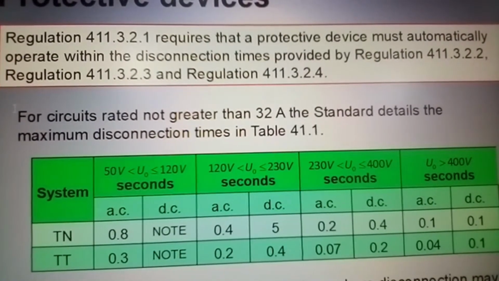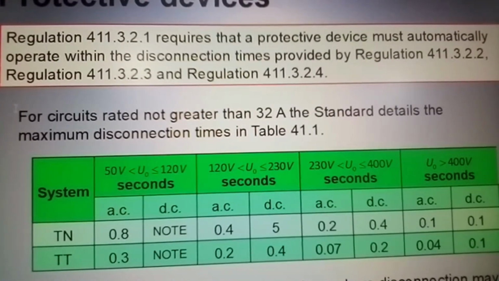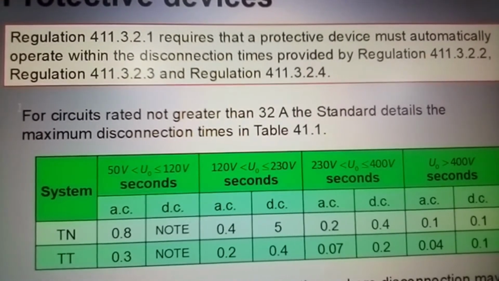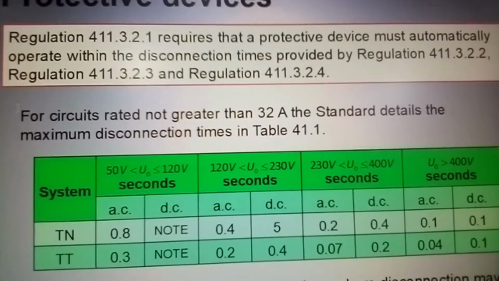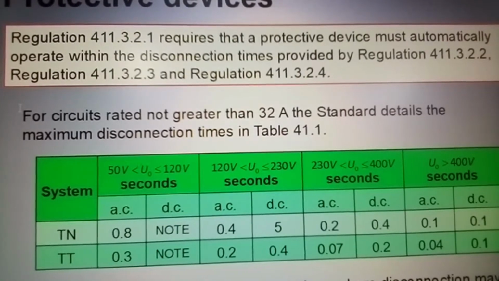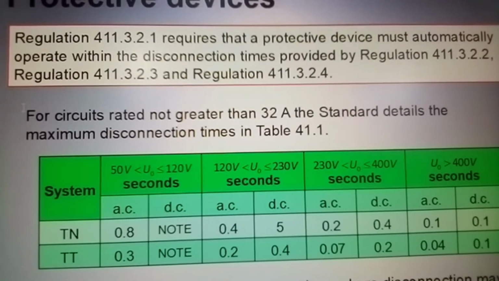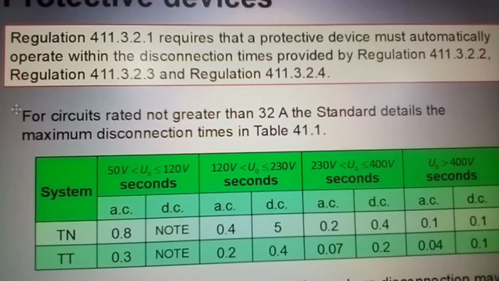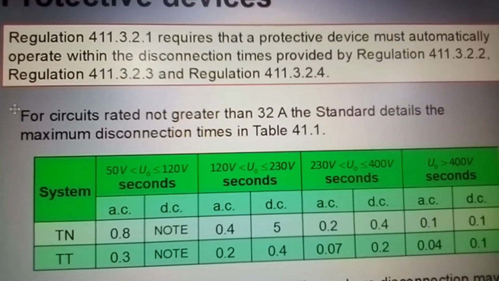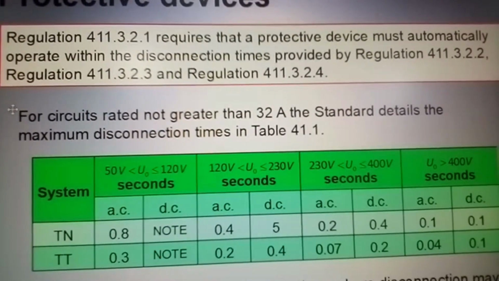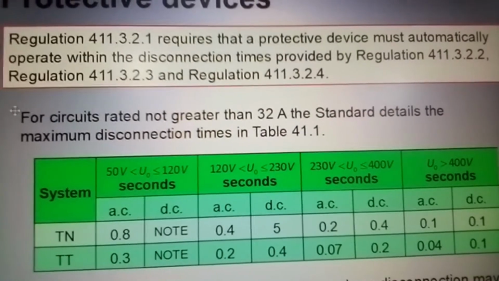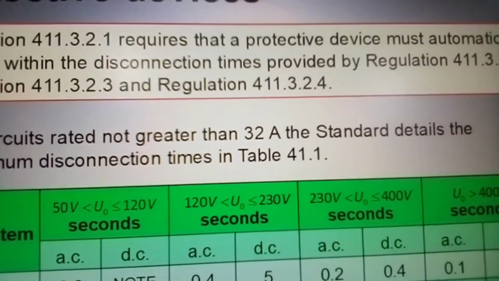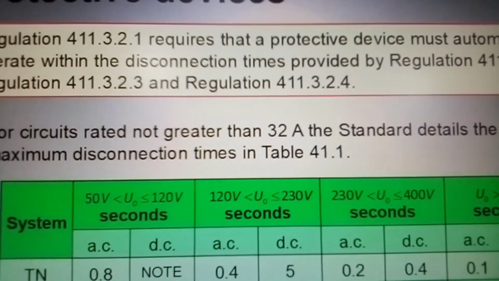Right, regulation 411. I will just refer to regulation 411; you can read the rest for yourself. But it is regulation 411.3.2.1. Now again, there may have been some changes in regards to the 18th edition, but the last time I looked, they were still the same reference numbers. It requires that a protective device must automatically operate within the disconnection times provided by regulation 411, etc. You can read that for yourself. I've gone in closer so you can read and see the regulation which needs to be complied with.